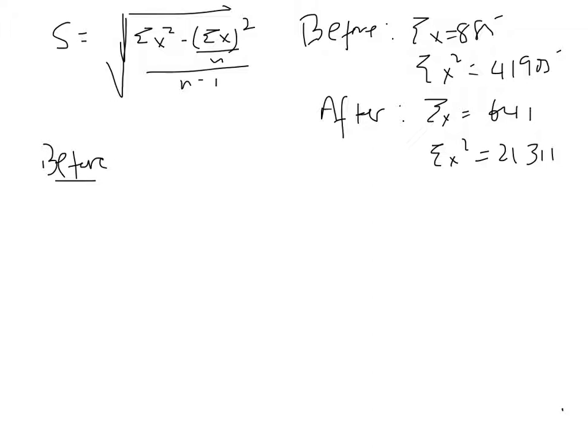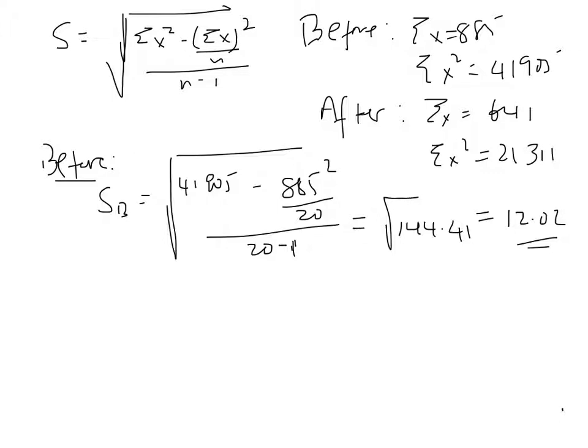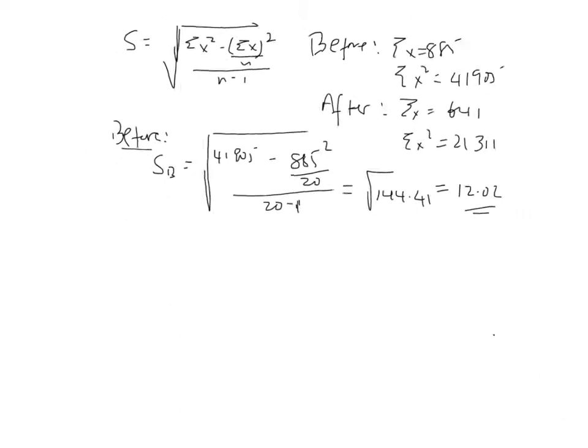So standard deviation, or let's call it SB. SB would be, put a nice big square root, the sum of the x squared, so it's 41,905 minus 885 squared divided by 20, and then of course 20 minus 1, which is 19. I didn't have to write the formula all over again since you already have it. If we do this calculation right, this is equal to the square root of 144.41, which gives us 12.02. I'm assuming that you know how to do your calculations, of course.